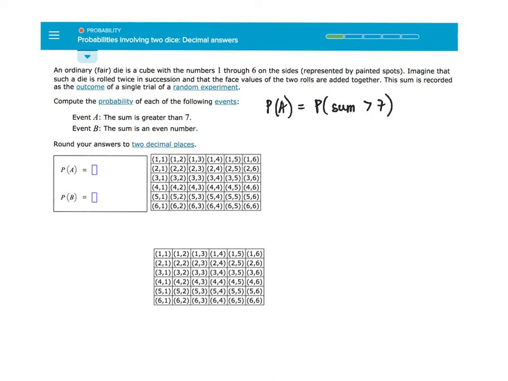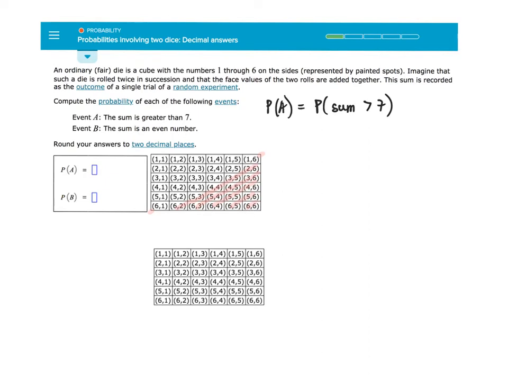Just like before, let's take a look at our table and see where and how many events we have that meet this requirement. 7 is across the main diagonal from this corner here to that corner there. I cannot use it. It has to be sum that is bigger than 7, or 8, 9, 10, 11, 12. So I'm looking for 1, 2, 3, 4, 5 little diagonals. Let's take a look how many events there are. 1, 2, 3, 4, 5, 6, 7, 8, 9, 10, 11, 12, 13, 14, 15 events in this case.